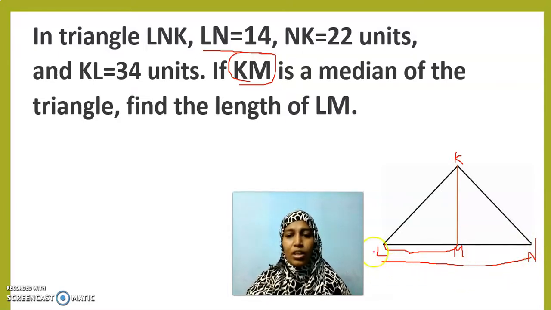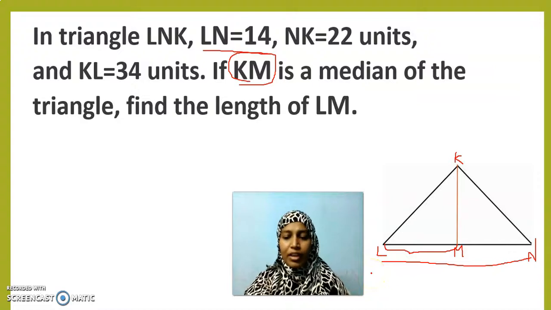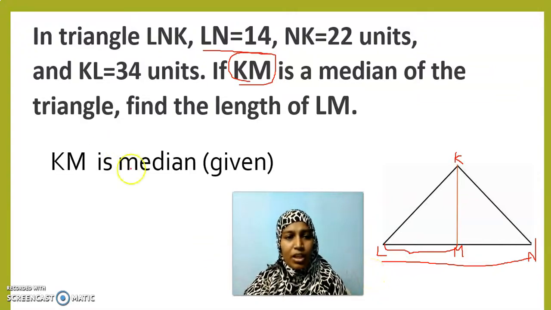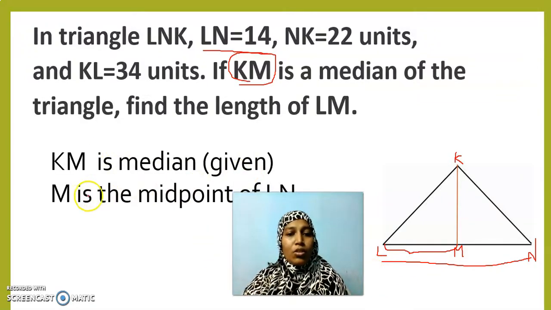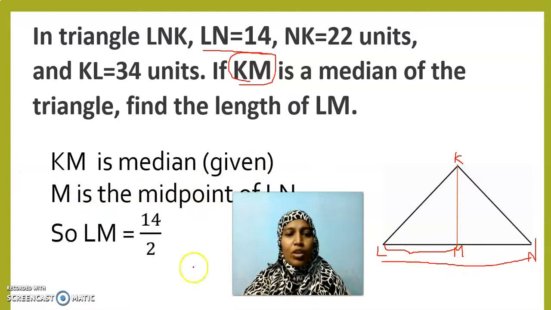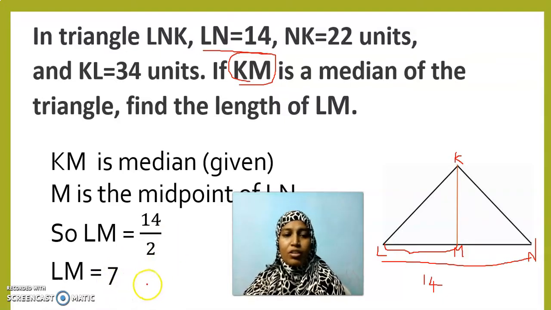Whole is 14, so what will be LM? Yes, it is going to be half of that. See here, KM is the median. They have given it. So it implies M is the midpoint of LN. So I can say LM is equal to 14 by 2, half of 14. LN is 14. So I find 14 by 2 is equal to 7 units. If they give it in centimeters, write centimeters. If general units, you have to write it as units.